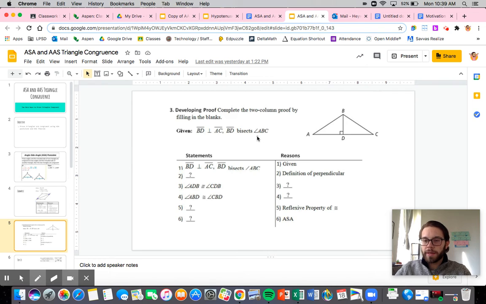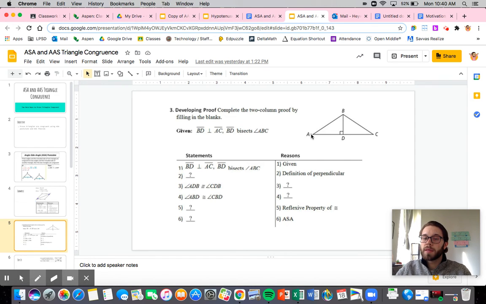So because it's bisecting an angle, that's going to give us some angles. And then just from looking at our picture, we can already see we're going to have reflexive. All right, so what are we given here? Well, we're writing down our givens. Then we have this first question mark, and it says the definition of perpendicular. Well, what does perpendicular give us? It gives us right angles, right?